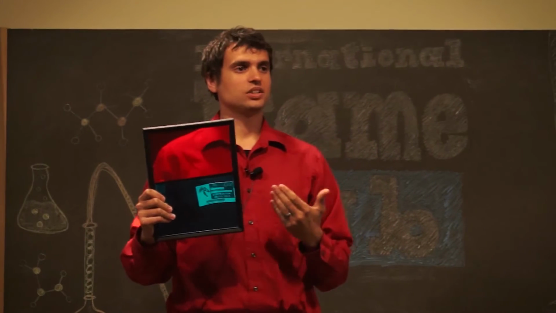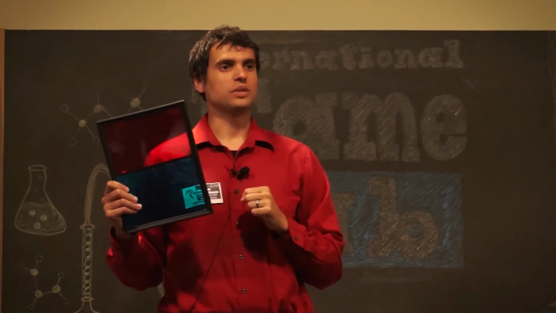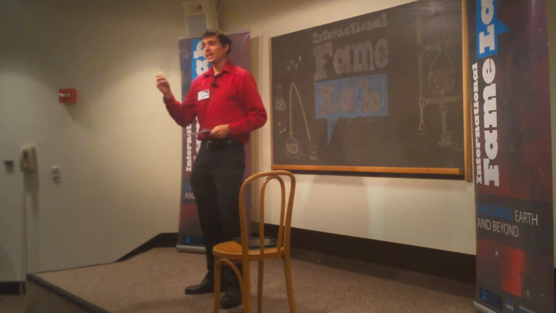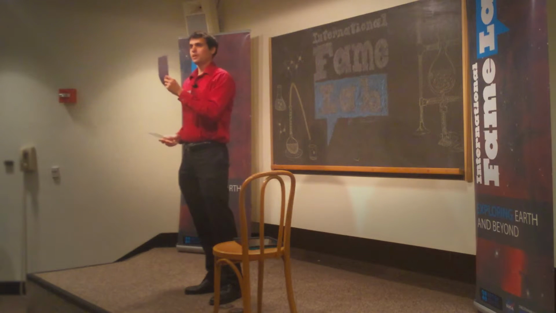Now, if we use our imaginations, we can think about light that's redder than the light we can see. That's called infrared light, and we can sense that as heat. In infrared light, actually this piece of glass is just as opaque as this piece of paper.